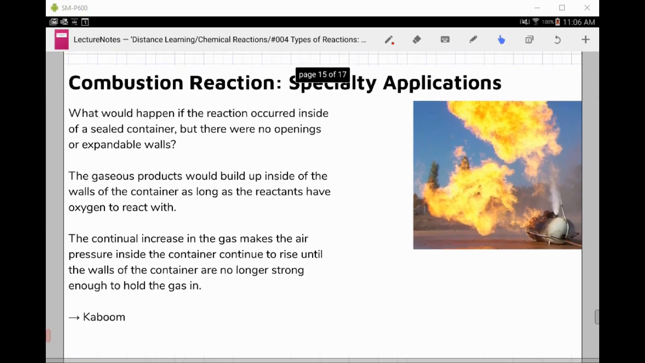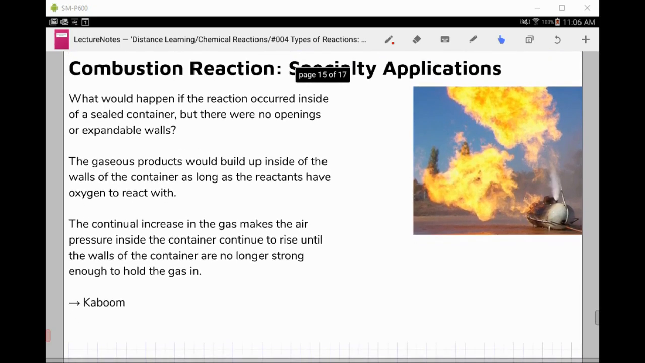And then lastly, everybody's always favorite, is that if we do this combustion reaction inside of a sealed container, eventually the buildup of gas molecules is going to be exerting so much force that the walls just can't contain it anymore. And that's how you get a bomb, right? A big kaboom.